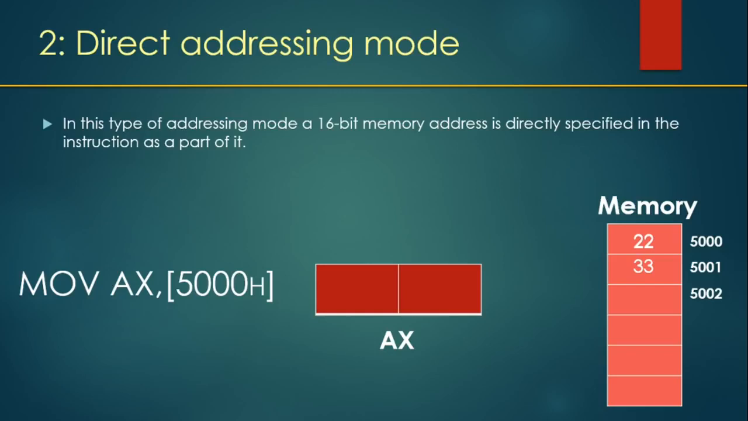So 5000 is the address. 5000, 5001 and 5002 have different data, but this is a 16-bit operation, MOV AX, 5000. So 16-bit data will require two memory locations, that is 5000 and 5001, and the data from these two locations will come to AX, the AL and the AH, the lower byte and the higher byte. So that data from the location is copied to the AX register. That is direct addressing mode.